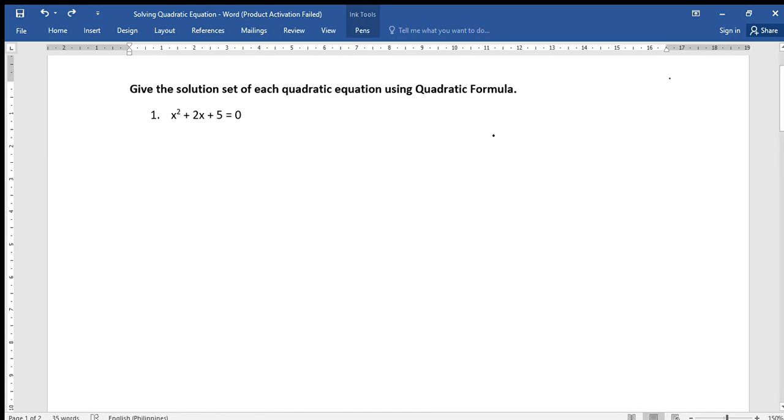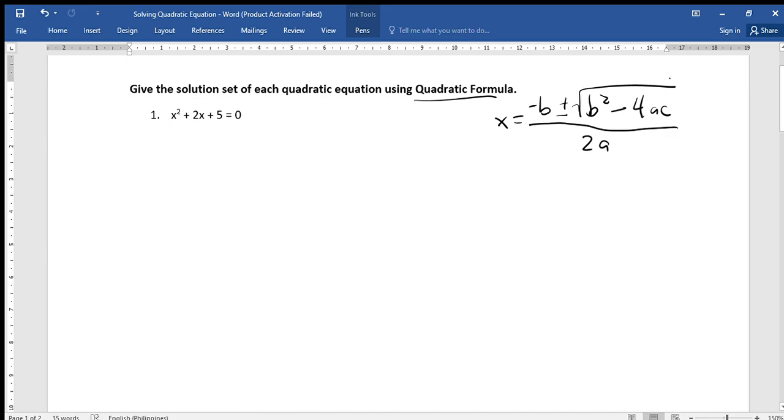Our formula first, the quadratic formula, is x is equal to negative b plus minus square root of b squared minus 4ac, all over 2a. So, siya yan.